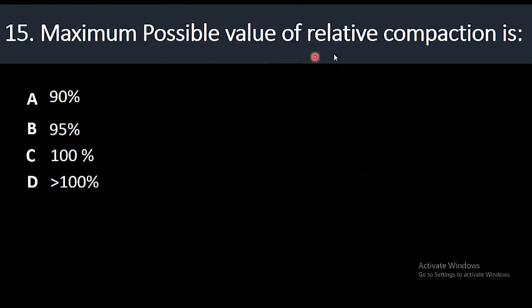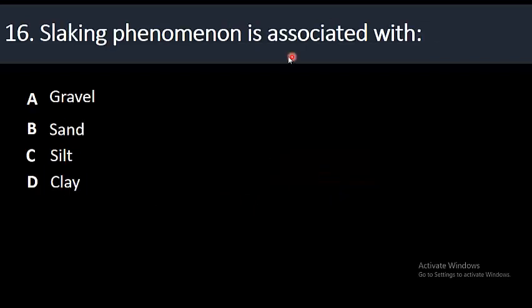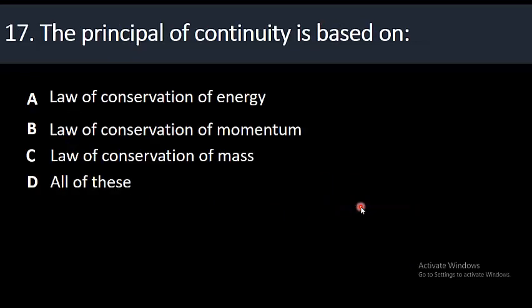Maximum possible value of relative compaction is 90%, 95%, 100%, or greater than 100%. The right answer is option D, greater than 100%. Slaking phenomena is associated with option A gravel, sand, silt, or clay. The right answer is D. Slaking phenomena is associated with clay.